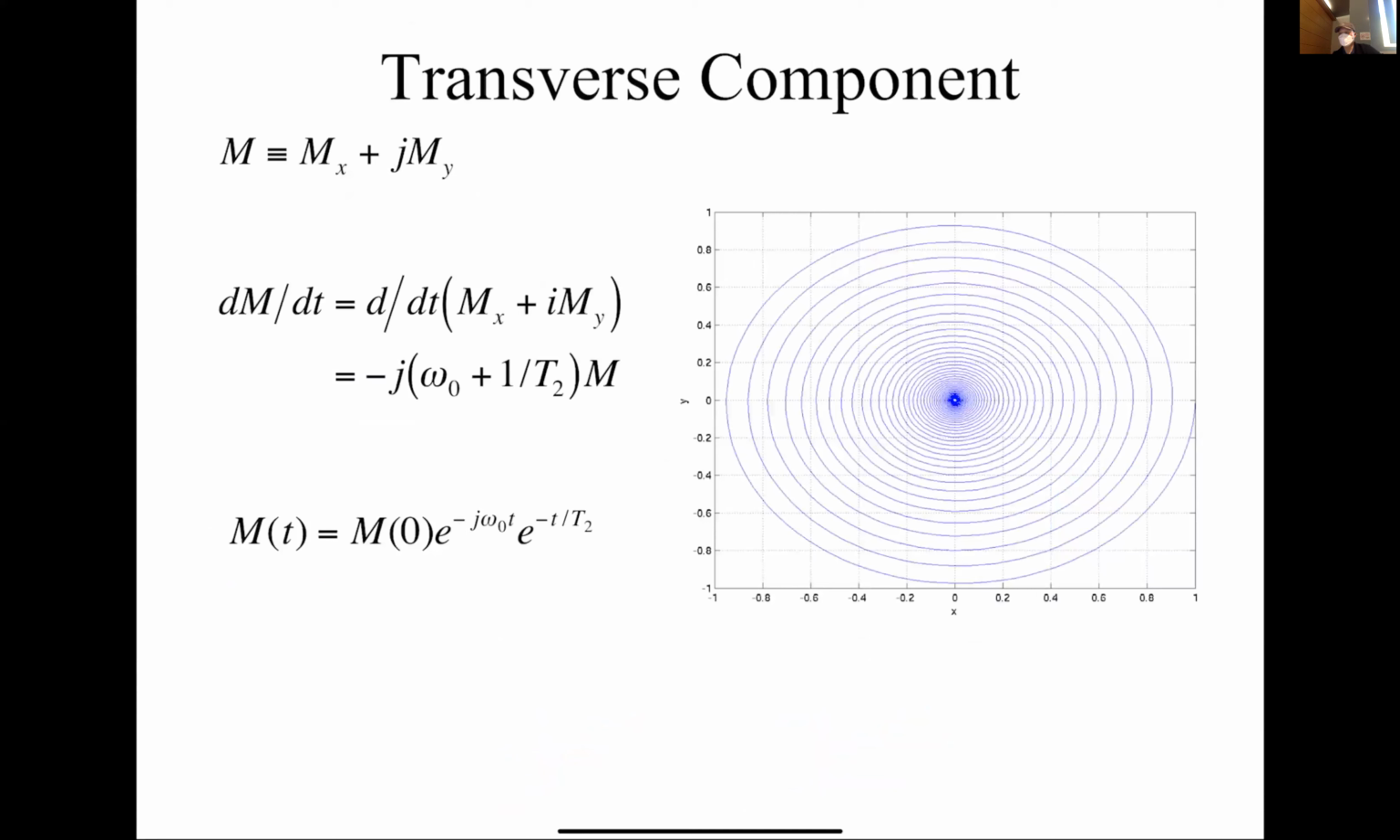Okay, so we talked a little bit about the transverse component before, and we said that it would just precess around, and that was this e to the minus j omega naught t term. So that's the precession going in a clockwise fashion. Now the solution that we're going to add is it's also going to decay with e to the minus t over T2. So now we have this clockwise rotation, right? This is the x, y, so mx, my. So it's going clockwise, right? But now it's also decaying away. So that's the transverse component.